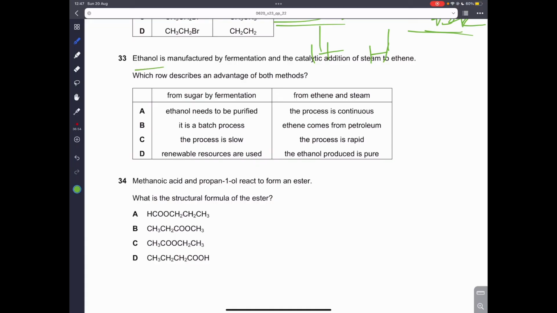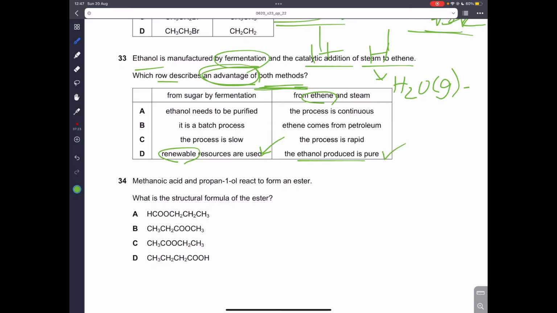Question 33. Ethanol is manufactured by fermentation and the catalytic addition of steam to ethene. Steam is basically adding water. So which rule describes an advantage of both methods? The advantage of fermentation is that the resources are renewable, and thus it is an advantage. But if you make the alcohol from ethene, the ethanol produced is very pure, and therefore D is the correct answer.